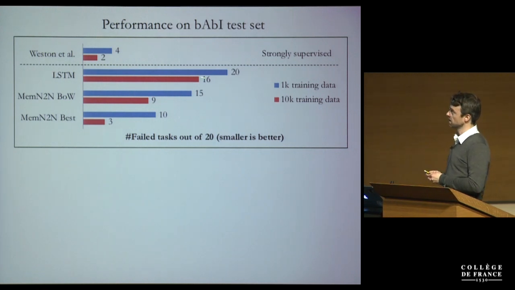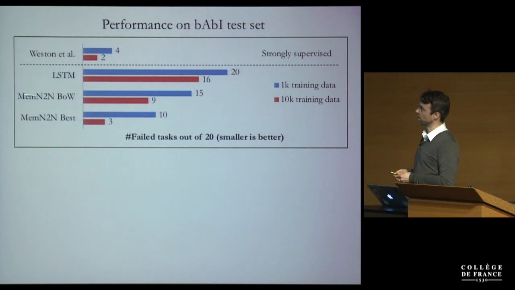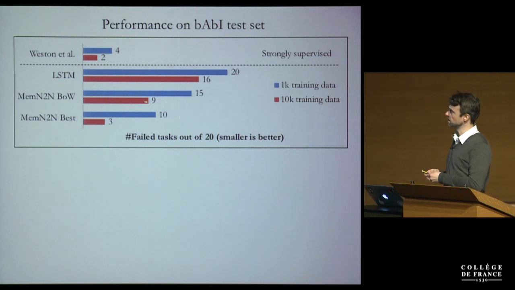So an LSTM does quite badly. It fails on all but 4 of the tasks. And then the memory network, the end-to-end version, you can see that the basic version succeeds on about half of them. And if you add in various bells and whistles to the model, you can actually get it pretty close to the fully supervised case up there.